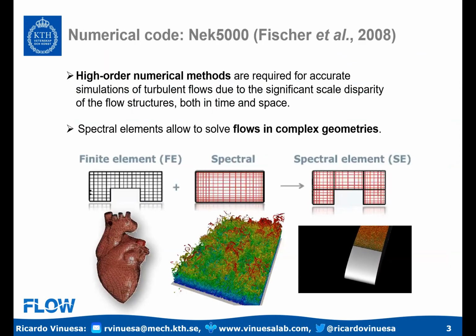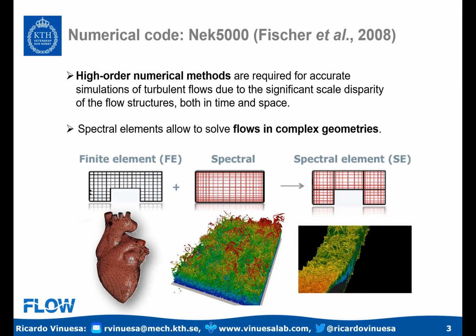So we use this numerical code, Nek5000. It's based on the spectral element method to produce high fidelity data. Turns out that the spectral element method combines the geometrical flexibility of finite elements with the high order convergence of spectral methods. And this allows us to simulate relatively complex geometries like this one. This is a NACA 4412 wing section. That's a DNS, so you can really see the level of detail that one can obtain.